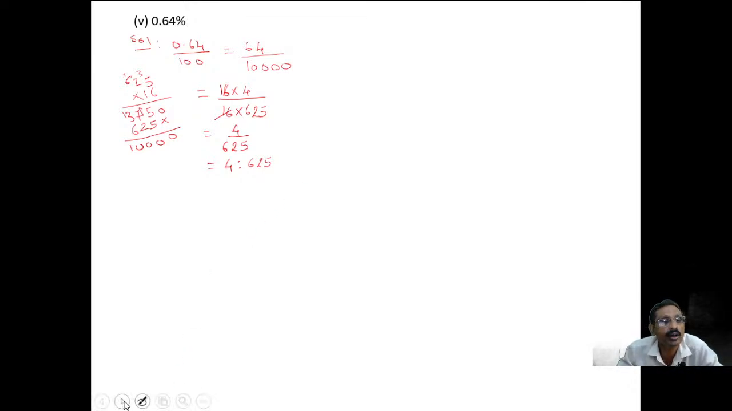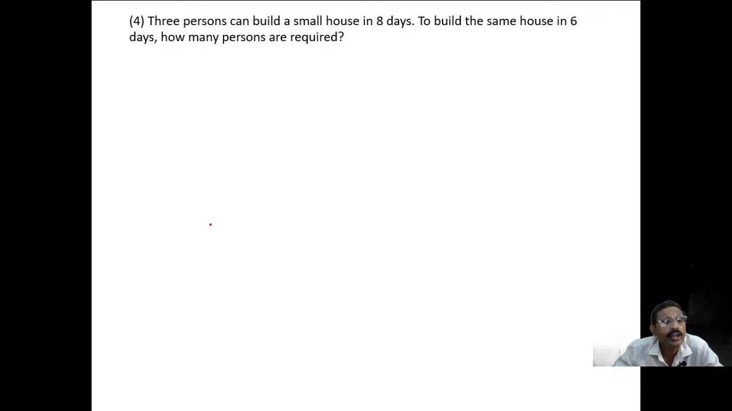Let's move on to our next sum. 3 persons. It's a word problem. And I tell you, word problems are very easy. First, understand the word problem, and when you understand the word problem, you can easily solve it.